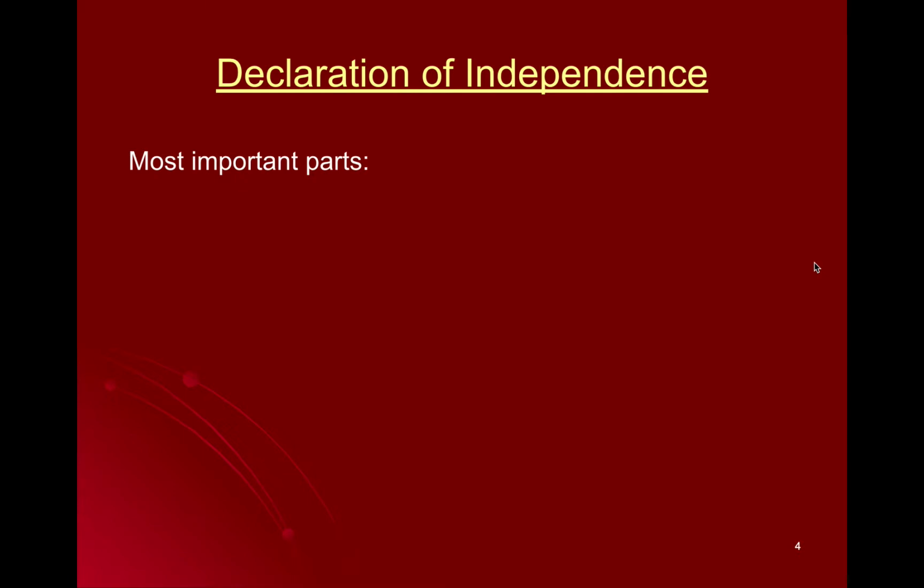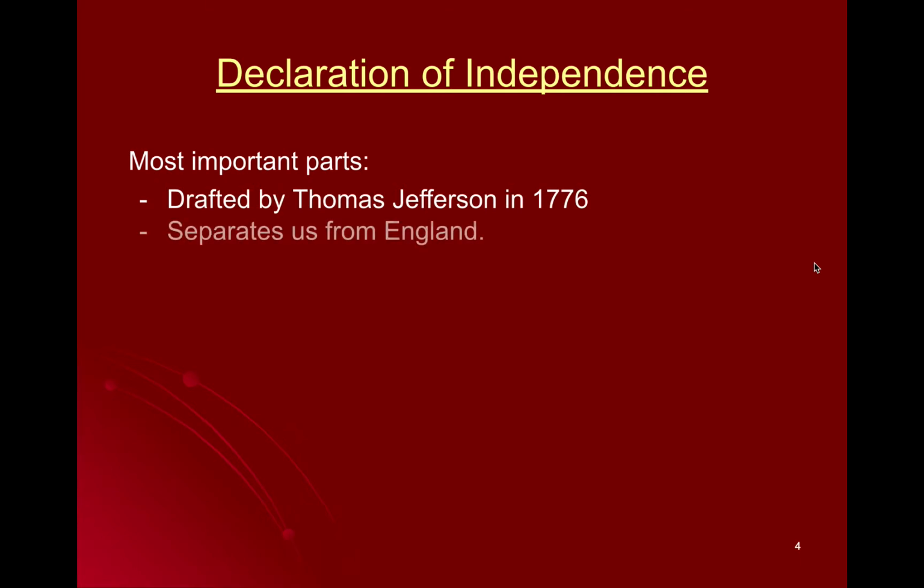So just to reiterate some of the things you should have learned through the reading already. It was drafted in 1776 by Thomas Jefferson, and it of course officially separates us from England. It declares our independence. And in this particular document, it sets out a list of grievances against the king as to why we want our own independence.